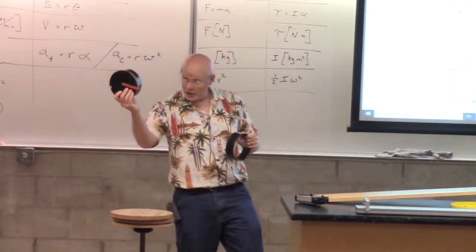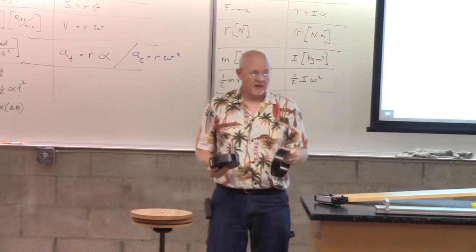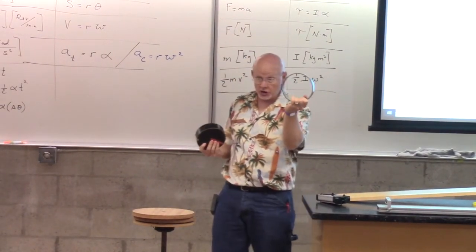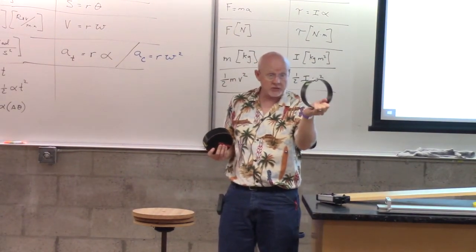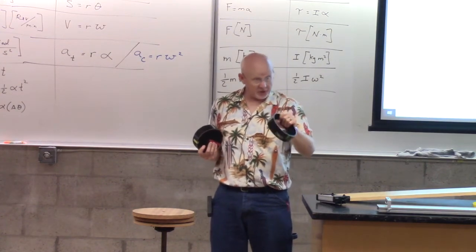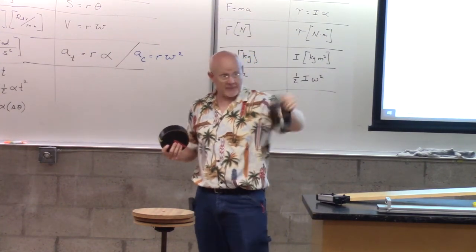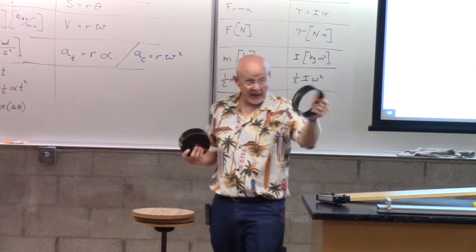This one has a bigger translational speed than this one. And that's because this one has a bigger moment of inertia, and therefore it takes more energy to rotate it. So a bigger percentage of its energy is tied up in rotation, so it doesn't have much money left over.